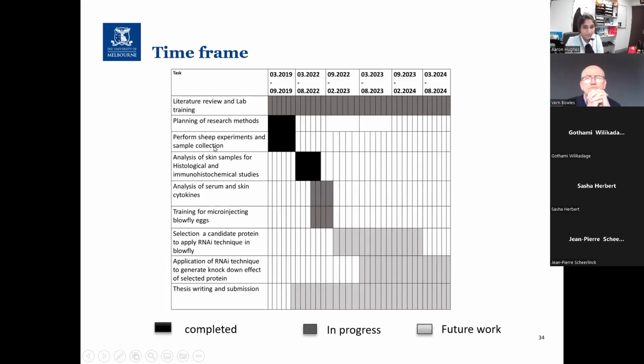This is my time frame. The black color shows the tasks that I have already completed. And here there's a gap, as Vern mentioned before, that I stayed at home for about 2.5 years because of the COVID pandemic and some family commitments. Then in April this year, I restarted my work. And the dark gray color shows the tasks that are in progress, and the light gray color shows the tasks that I'll be doing in the future.